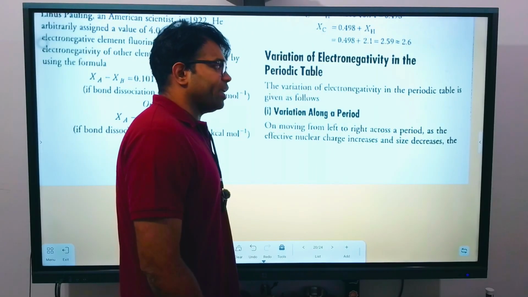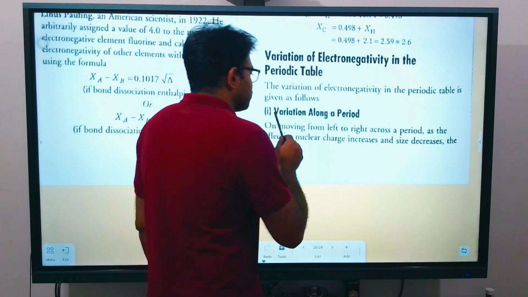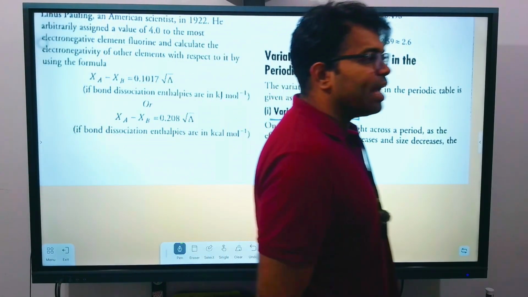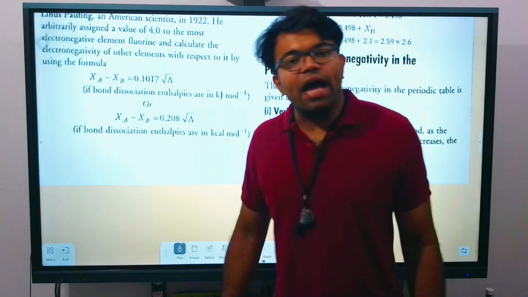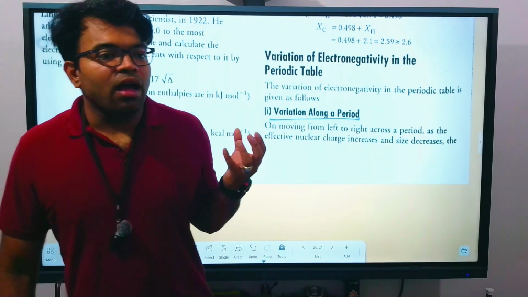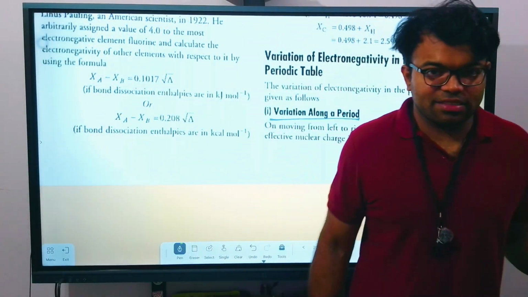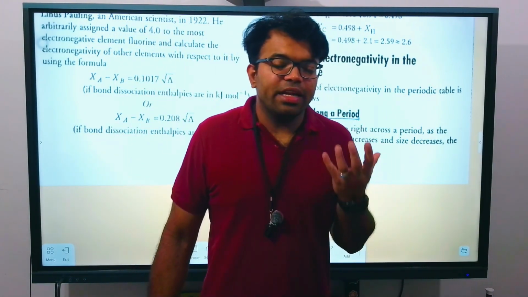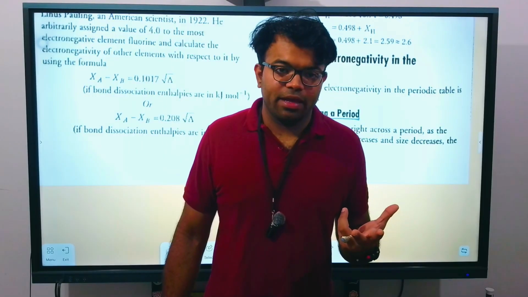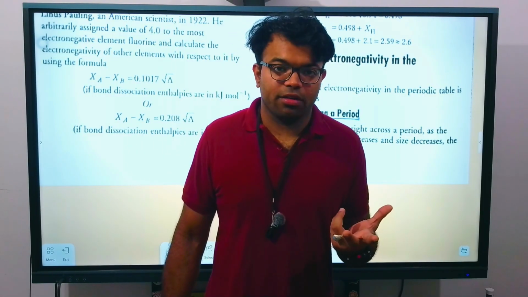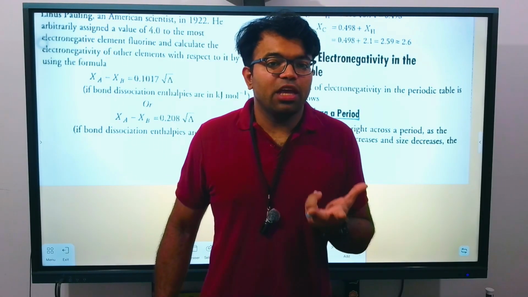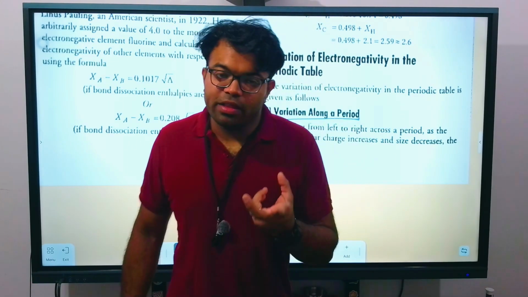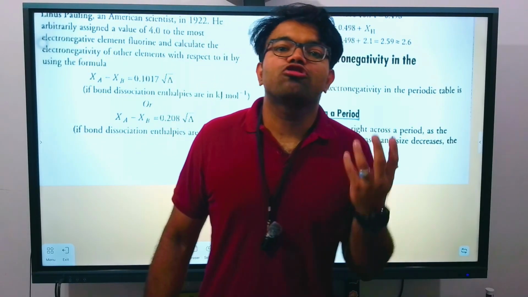The variation of electronegativity in the periodic table is given as follows. Variation along a period. Now we know that as the radius decreases, the electronegativity increases, right? Because when you're forming a bond with an atom, the distance between the two nuclei matters a lot. How much distance you have. If your radius is small enough, then your bond will also be shorter. Therefore, the strength of the bond will become stronger.